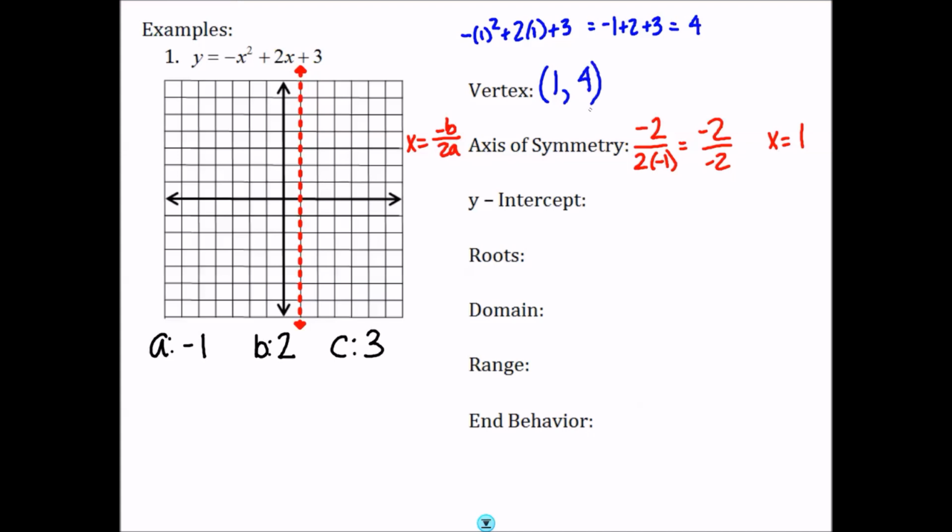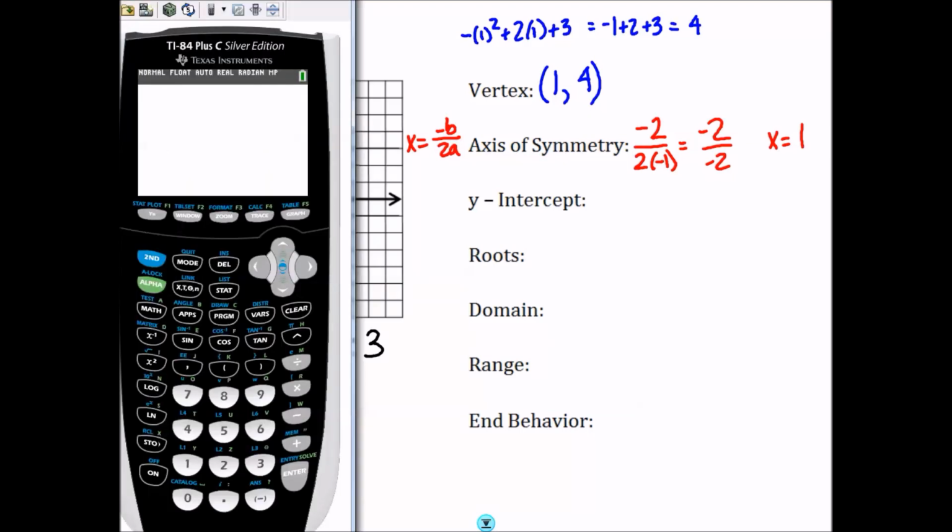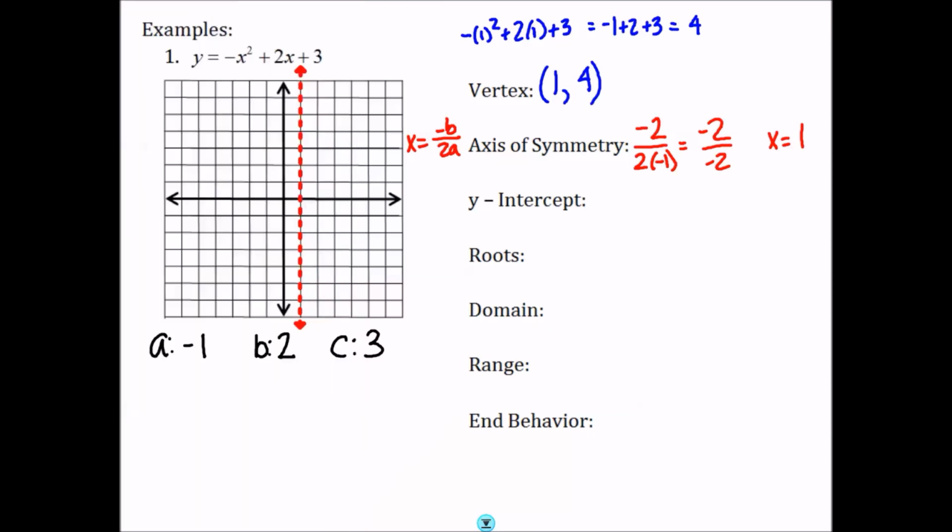If you want to double check that on your calculator, you can use the store button. So you're going to store 1 for x, and then type in the equation, which is negative x squared plus 2x plus 3, which gives you 4. Either way is fine. If you're more comfortable using the calculator, do that. If you're more comfortable doing it by hand, then do it that way. So I can go ahead and plot that point on my graph.